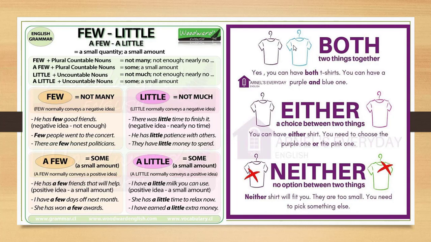Either, we can use either for a choice between two things. You can have either shirt. You need to choose the purple one or the pink one. Neither. Neither is used for no option between two things. Either t-shirt will fit you. They are too small. You need to pick something else.